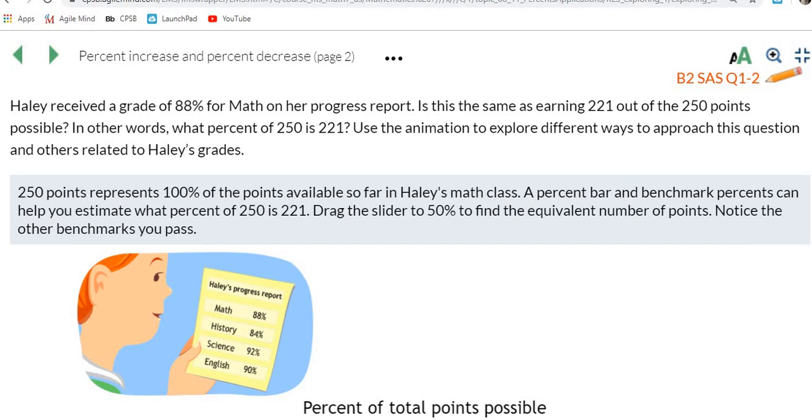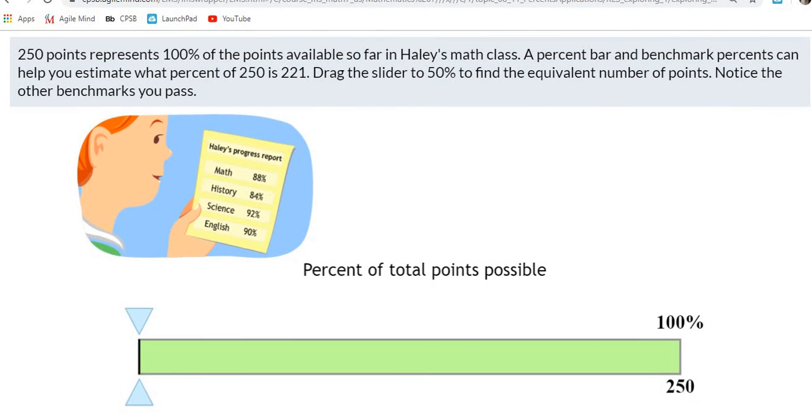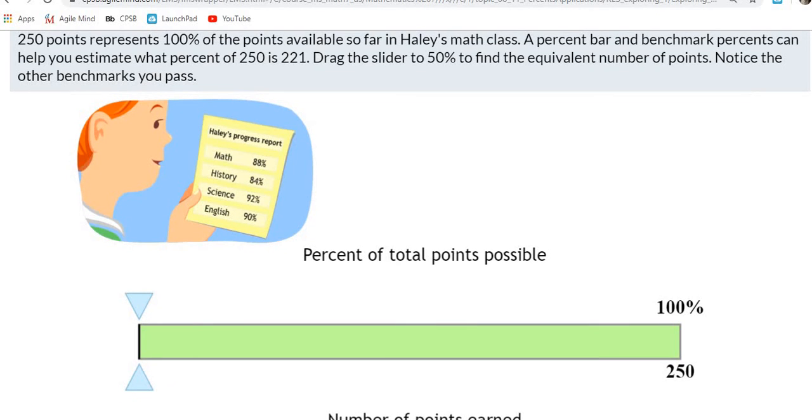So in high school grading, they have different percents and different points possible. You add up the two columns to find your percent average. And we have a grading scale back there that has percent averages. So like 100 to a 93% is an A. It says 250 points represents 100% of the points available so far in Haley's math class. So that's all the points possible in the math class. That's why 100% has 250 points, because that was the total amount of points she could earn.